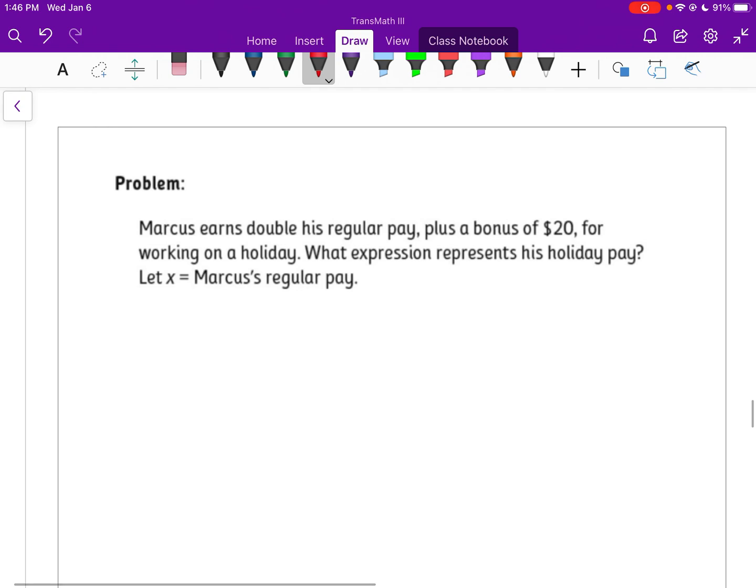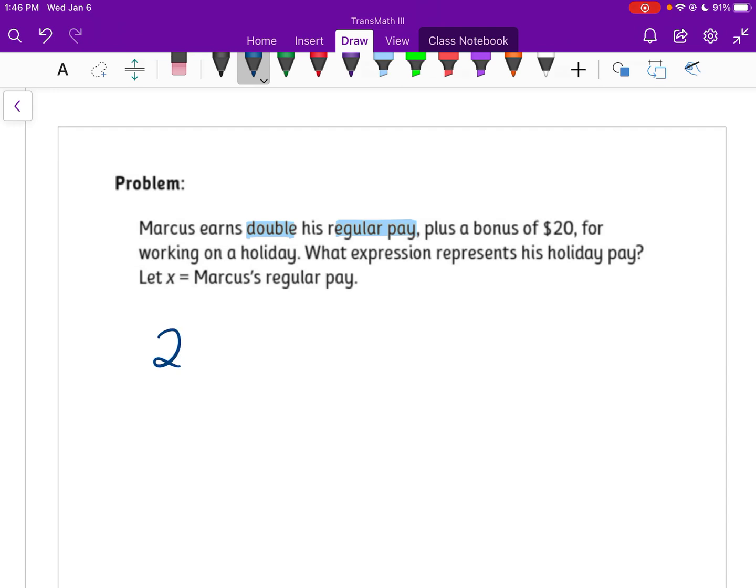All right, so one of the problems we're going to look at. Marcus earns double his regular pay plus a bonus of $20 for working on a holiday. What expression represents his holiday pay? Now, they have defined the variable as x is Marcus's regular pay, and the important part about this is double his regular pay. So that's saying when it's double his regular pay, again, double was 2 times.